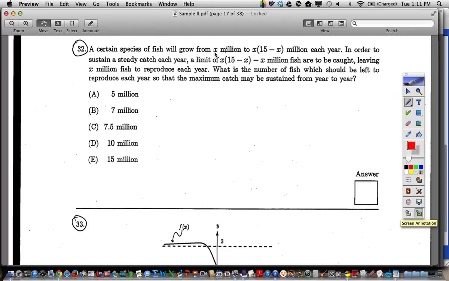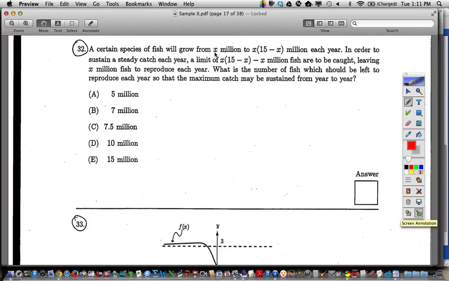So that's what this line is, this take away X. What they end up with at the end of the year, if they didn't catch any, is this many, and they started with this many, so the difference is how many they should allow to be caught. Okay? So that's what that subtraction is. It says that's how many are to be caught, leaving X to reproduce each year. What is the number of fish that should be left to reproduce each year, which is what X is, right? X is how many should be left. So what is the number that should be left each year so that the maximum catch can be sustained?